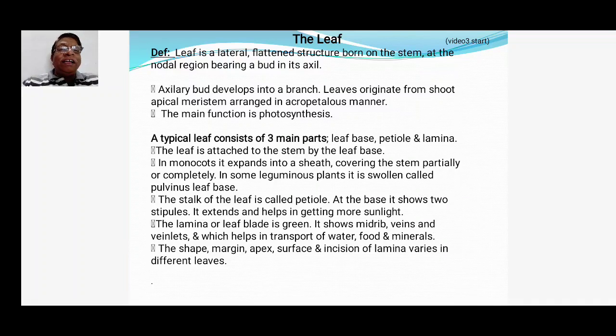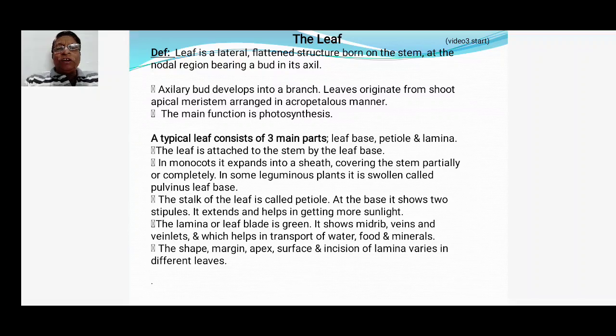And they are arranged in an acropetalous manner. What is this acropetalous manner? It means the older leaves are at the base and younger leaves at the top. Such an arrangement is called acropetalous arrangement. In brief, the leaves originate from the apical meristem and they are always arranged in acropetalous manner.